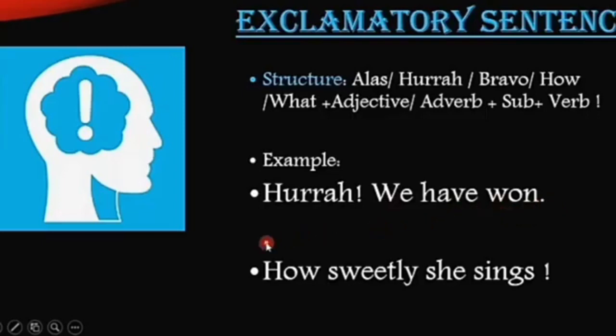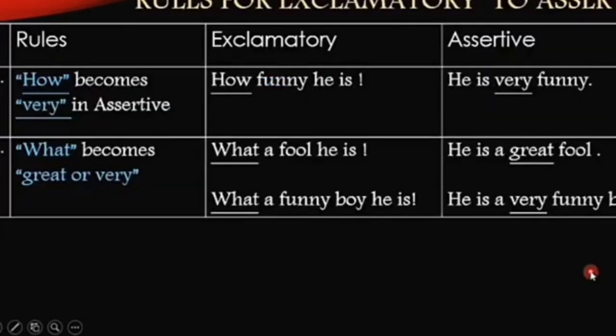There is another way that an exclamatory sentence can be constructed, by taking the help of "how" or "what." If we construct it in this way, after "how" or "what," we have to use an adjective or adverb. And then comes the subject and verb. How sweetly she sings. And at the end of the sentence, we have to use the exclamation sign.